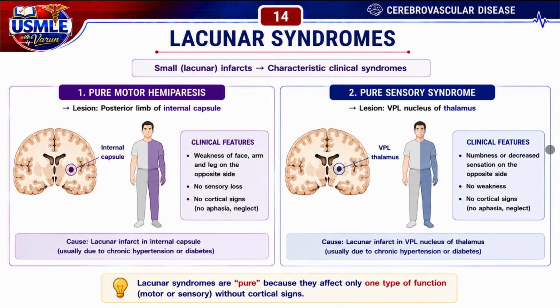There is numbness or decreased sensation. There is absent weakness. There isn't any kind of weakness. In pure motor, internal capsule involvement, there is weakness, whereas in VPL involvement, there is absent weakness. And there are also no cortical signs, no aphasia, and no neglect. Lacunar infarct in the ventroposterolateral nucleus of the thalamus could lead to pure sensory syndrome on the contralateral side. Lacunar syndromes are pure because they affect only one type of function, either motor involvement or sensory involvement. And cortical signs are definitely absent in both pure motor and pure sensory hemiparesis.